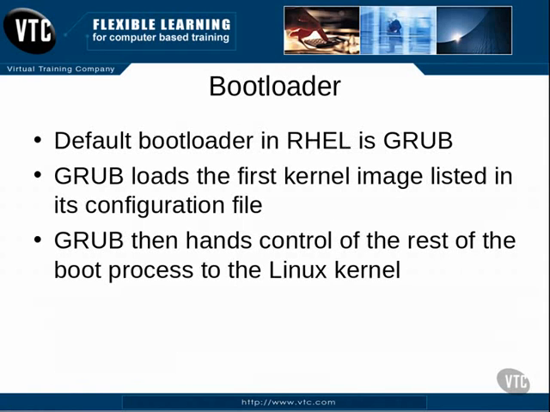The default bootloader program for Red Hat Enterprise Linux is Grub, the Grand Unified Bootloader. After Grub starts, it searches its configuration file for the kernel that is listed as its default boot image. Grub then hands control of the system boot up over to this kernel.